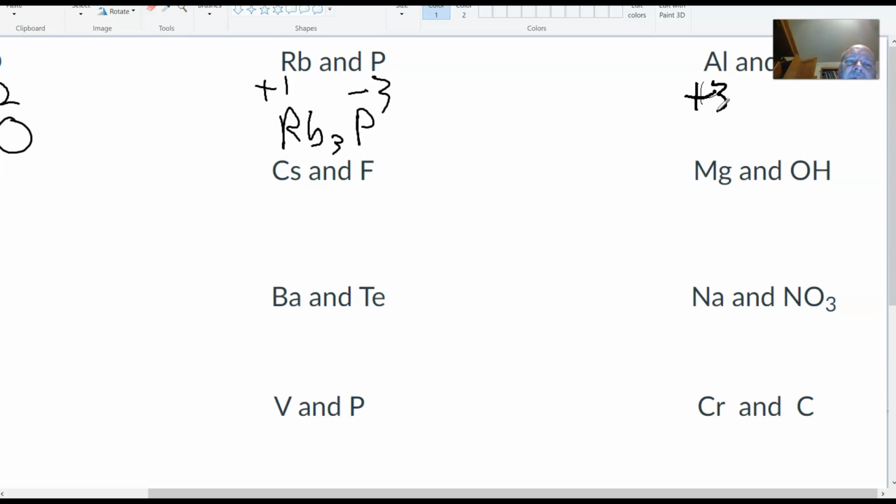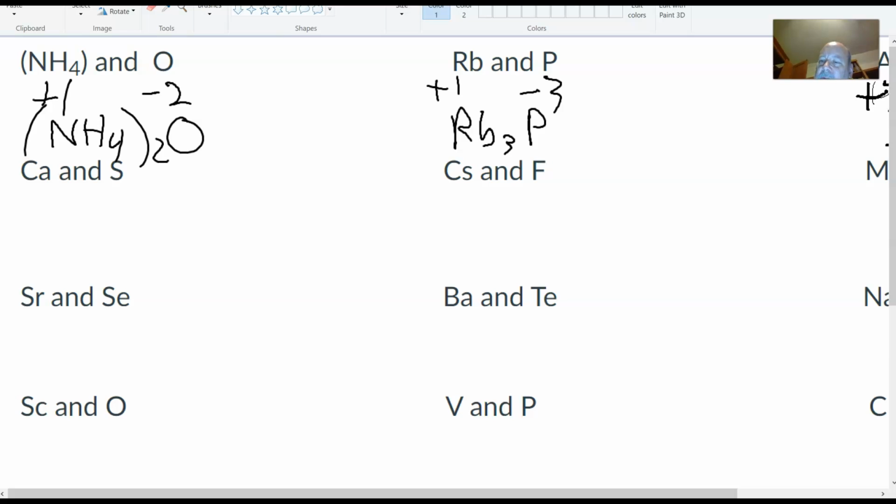And then iodine is in column 7A, and everything in 7A has 1 spot available for an electron to fill it, and if that happens, then I'm going to have a -1 charge. Oops, not a -4 charge, but a -1 charge. And if I, again, just simply reason, I'm going to need 3 -1s to balance 1 +3. So in this case, I'm going to have Al, and then 3 iodines, AlI3. So that's how this works.